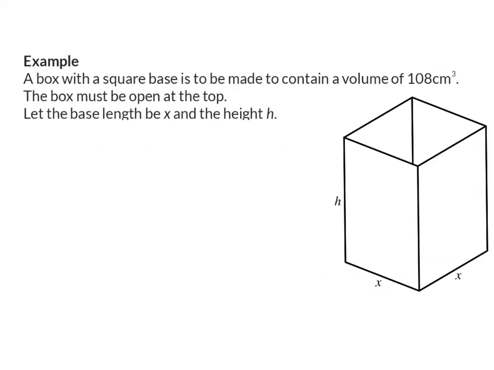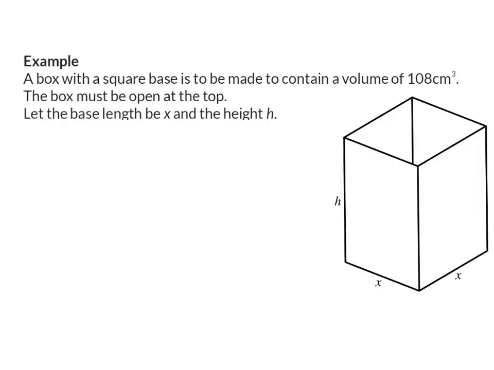A box with a square base is to be made to contain a volume of 108 centimeters cubed. The box must be open at the top. Let the base length be x and the height h. In all minimum and maximum problems, two formulas will be used. The one formula will have a fixed value that cannot be changed, and the second formula will be the one that will have a minimum or a maximum value.